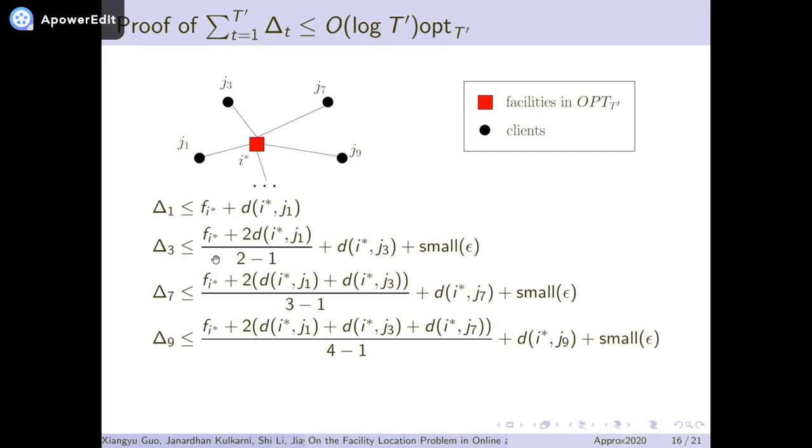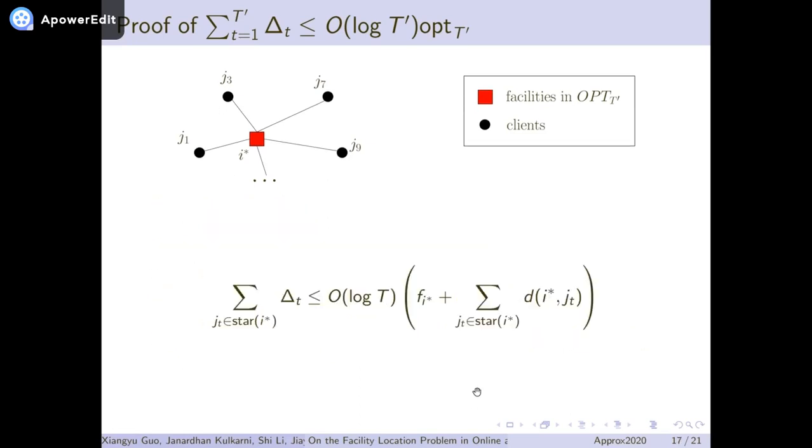The inequalities are brought by the find efficient property and some triangle inequalities. Note that the right-hand side of the inequalities are all costs in the optimal solution at time step t prime. And the denominator relates to the arriving orders. Then when we sum these inequalities, we get an inequality for the star I.